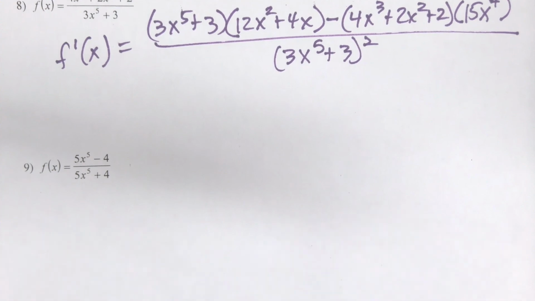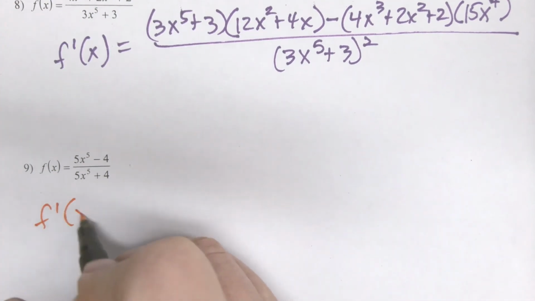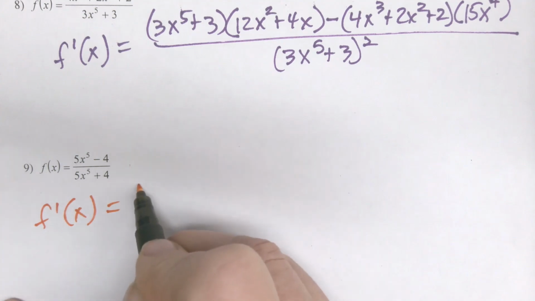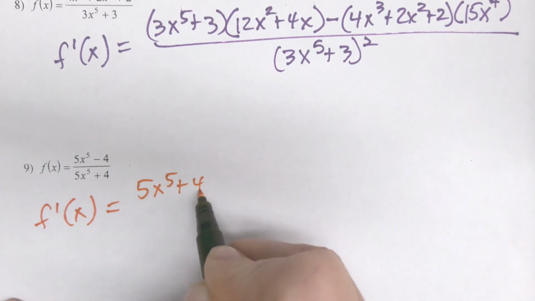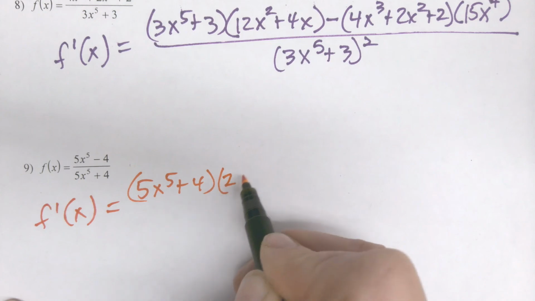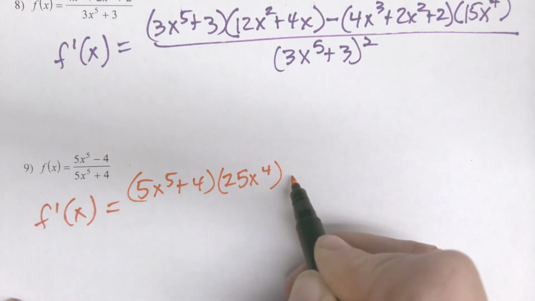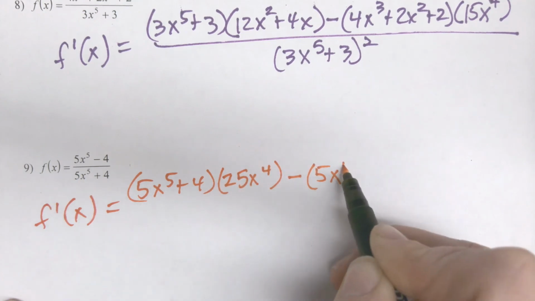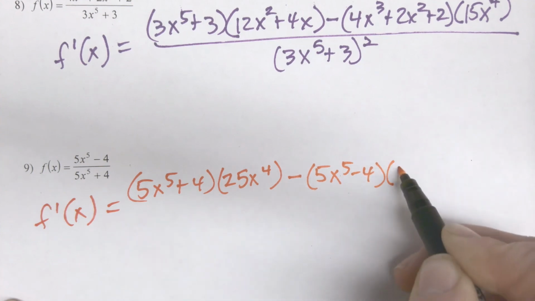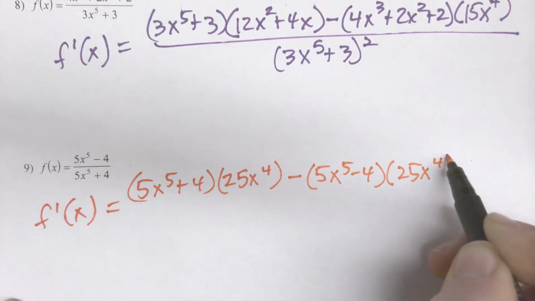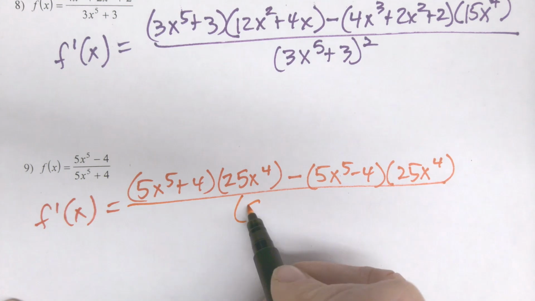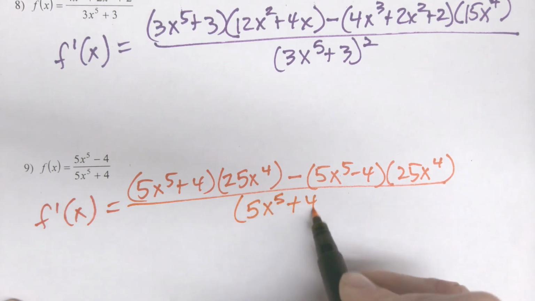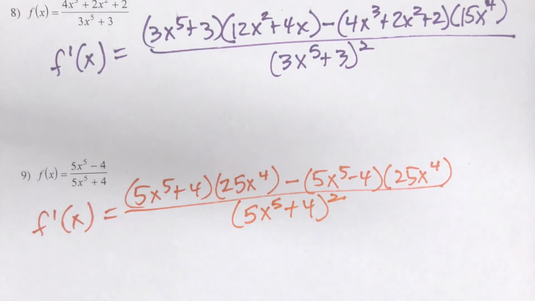And then the last one, same process, f prime of x is the bottom as is times the derivative of the top minus the top as is times the derivative of the bottom over the bottom squared. Okay?